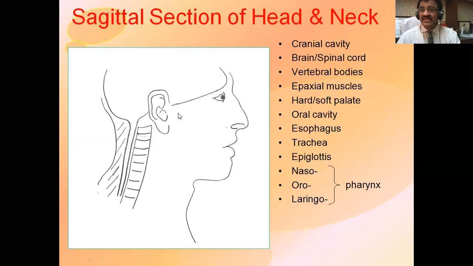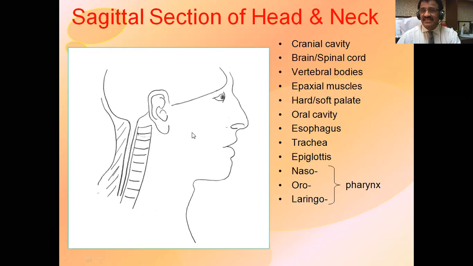Then you can see the area of hard and soft palate just below the nose. Then you can see the oral cavity. You have to try to make out from this picture. The oral cavity is here. Then, my dear students, there is an esophagus here, and in front of that there is a trachea here. The trachea bears a flap called the epiglottis.